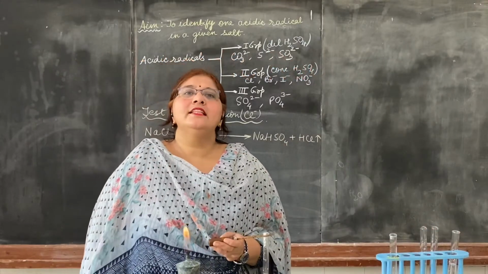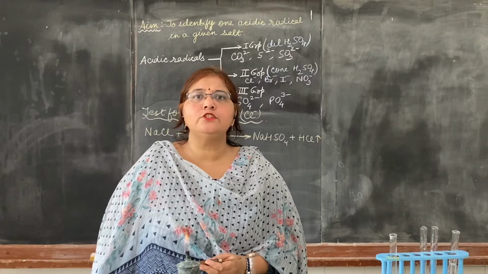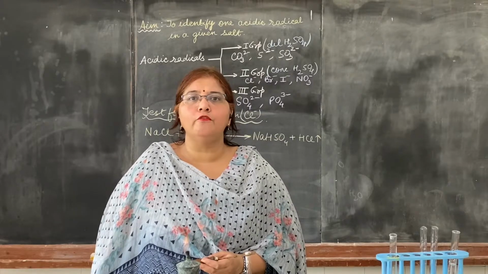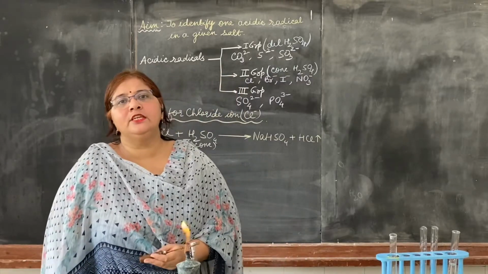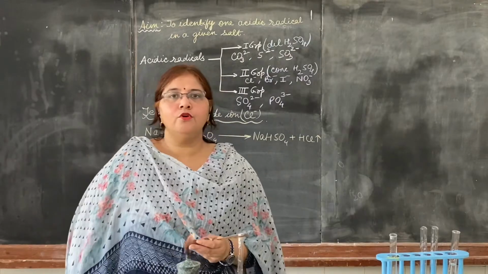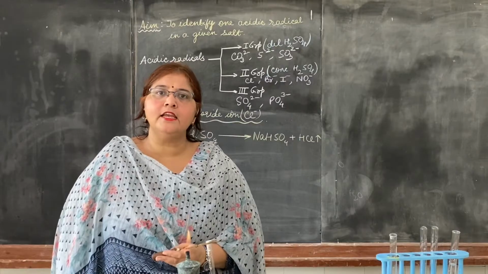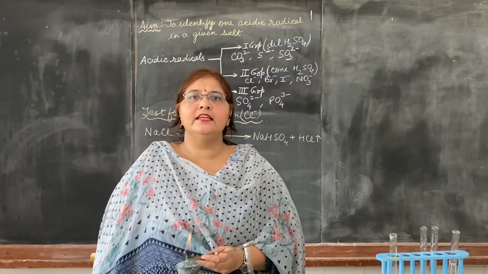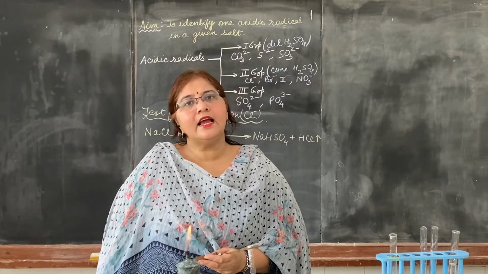Students, in this video I am going to demonstrate in front of you the test for the acidic radicals of group 2. For group 2, the group reagent is concentrated sulfuric acid. One by one we will see the test for the second group acidic radicals, that is for the chloride ion, bromide ion, iodide ion and the nitrate ion.